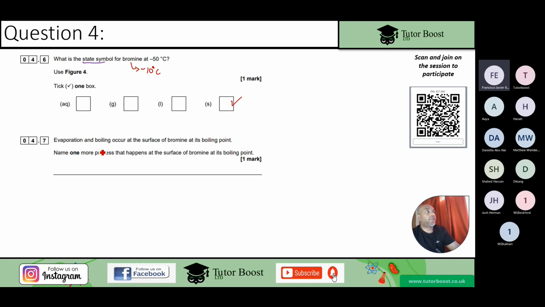And 4.7, evaporation and boiling occur at the surface of the bromine at its boiling point. Name one more process that happens at the surface of bromine at its boiling point. It should be condensation. Right. So I'm going to move on to question 5. And before we do that, let's take a 10-minute break and we'll come back in 10 minutes.